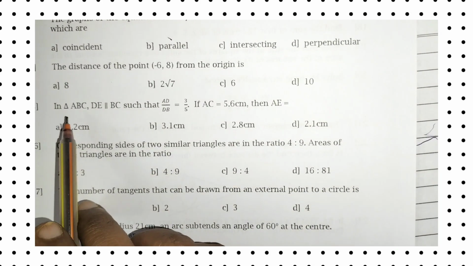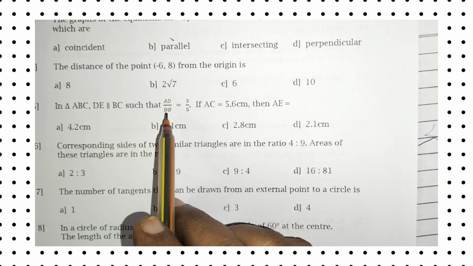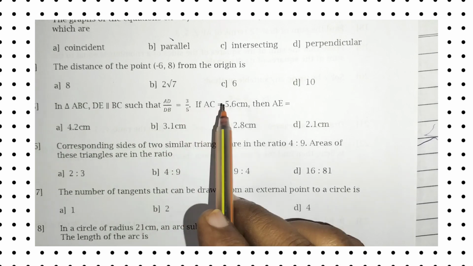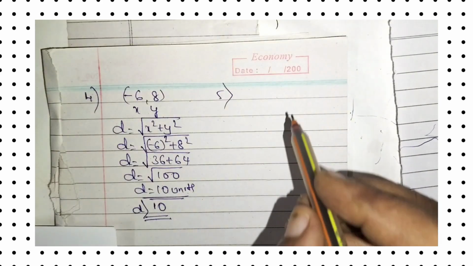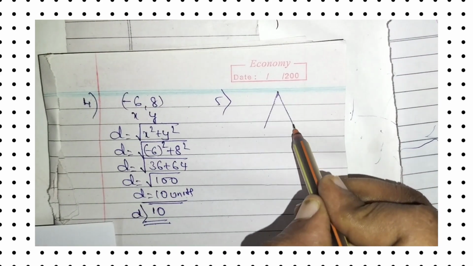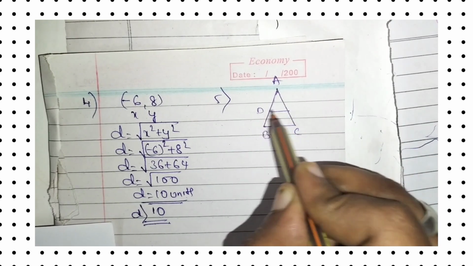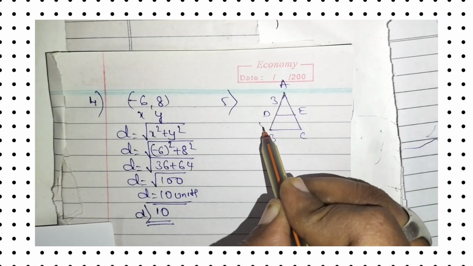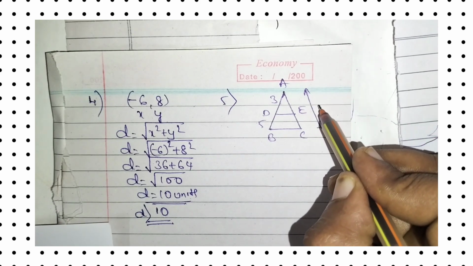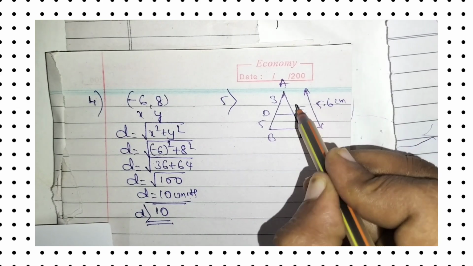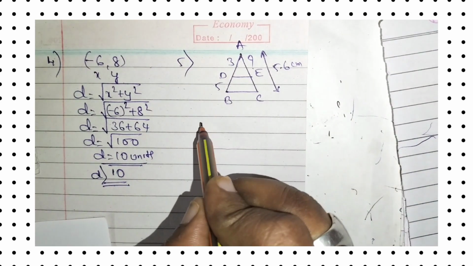Question number 5: in triangle ABC, DE parallel BC such that AD by DB is 3 by 5, AC is 5.6 cm, then find AE. So let us answer this question. First let us draw the triangle. ABC is a triangle. DE is parallel to BC. AD is 3, DB is 5. Next, AC is equal to 5.6 cm. Now we want to find out AE. AE is not known, we have to find out AE. So let us draw it like this.